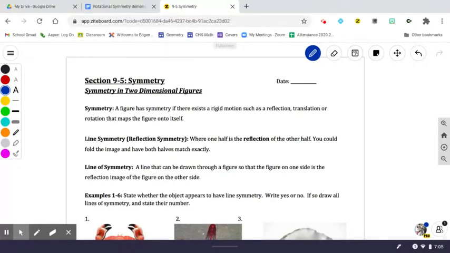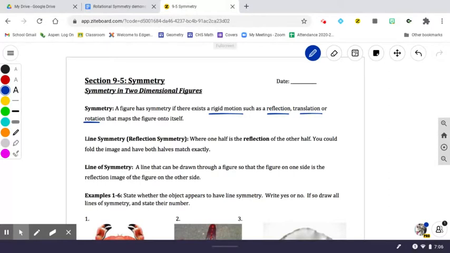So symmetry in general is when there is a rigid motion, which is what we've been doing, reflections, translations, or rotations that map a figure onto itself. To map something onto itself just means that after you turn it or flip it or do whatever to it, it ends up looking exactly how it looked when it started, like the same orientation and the same location, like everything is onto itself.